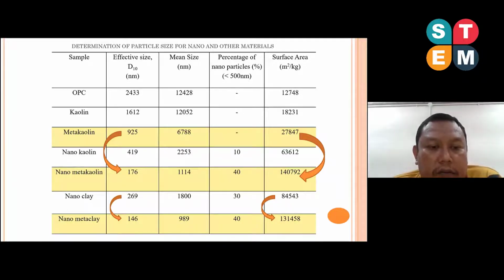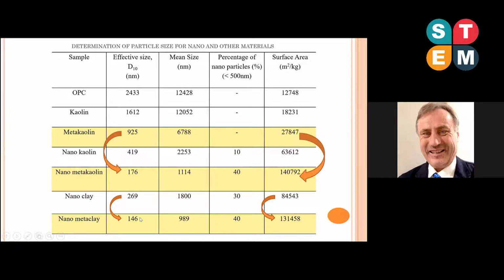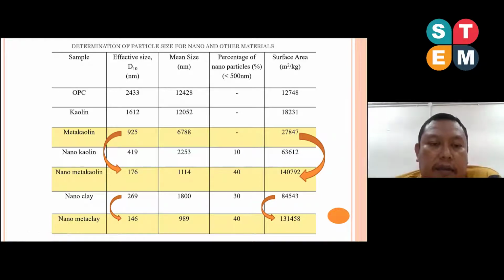Okay, for nanoclay, there is no process involved because the nanoclay is provided by Sigma Aldrich, and the idea of including nanoclay in this research is to see the difference between the local material produced in Malaysia, which is nanometakaolin, compared to nanoclay, which is already known in European countries for clay-based advanced materials. So as we can see here, there is not so much difference in terms of the effect on the nano size based on calcination. Nanometaclay recorded 146 nanometer in size after calcination.